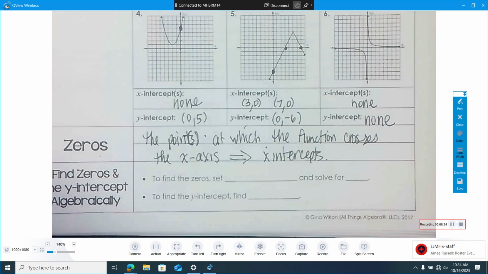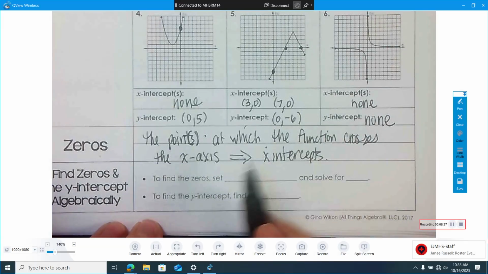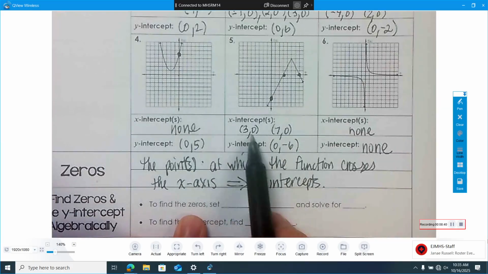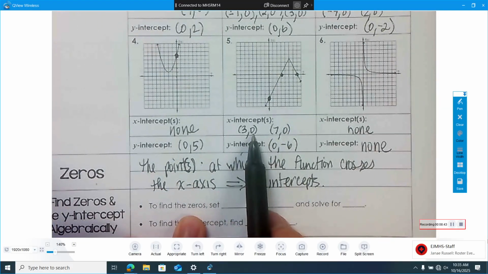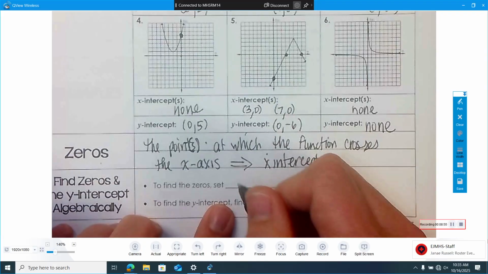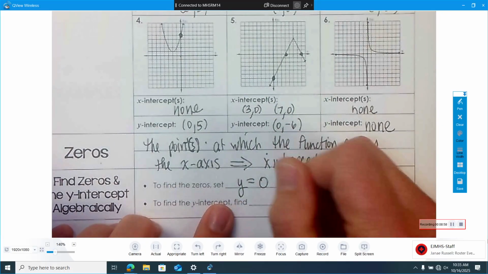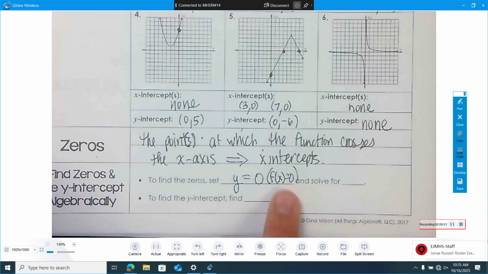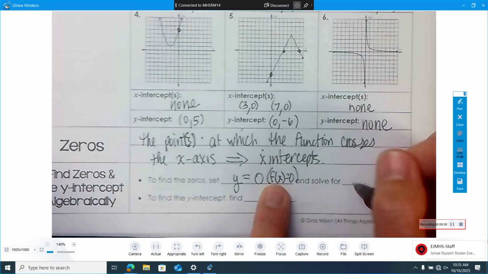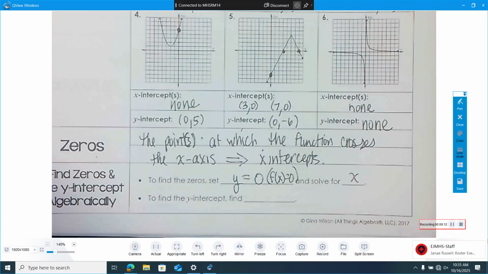So to find the zeros means we're finding the x-intercepts. And so to find the zeros, what is 0? When the y value is 0. If we want to find the x-intercepts or the zeros, we set y equal to 0, or we could set f of x equal to 0. Again, that's just fancy notation for y. We set the y value equal to 0 and solve for x. Again, if we want to find x-intercepts, we have to solve for x. Does that make sense?